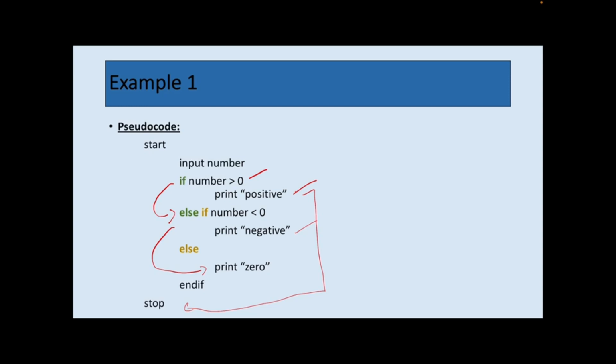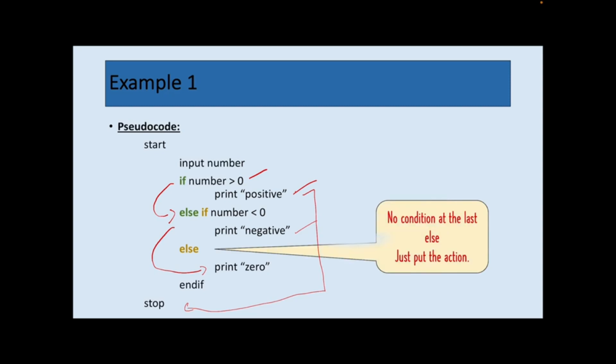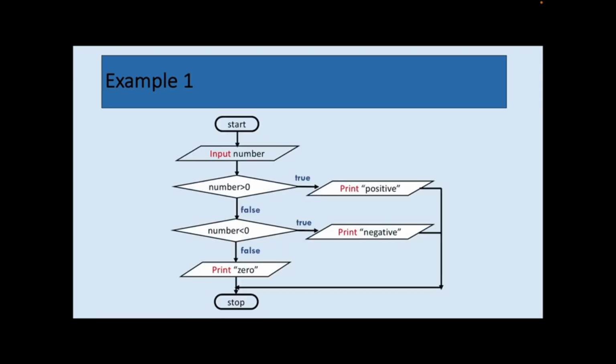So if we convert it into a flowchart: start, input number in a parallelogram shape, and then the first condition, number greater than 0. If true, print positive. If false, it will check another condition, which is number less than 0. If true, it will print negative, and if false, it will print 0.